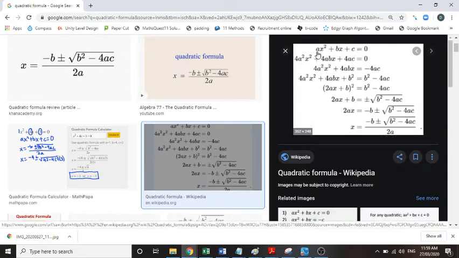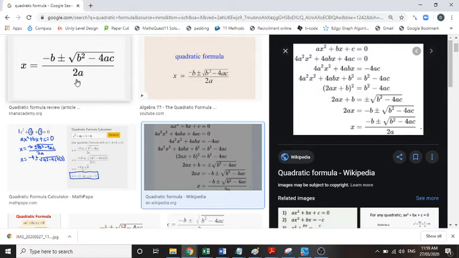The coefficient of x squared is a, which is that and that. The coefficient of x is b, which is that one and that one. And the constant is c. So that's what we have there. That's actually the coefficient of x to the power of 0, but we won't get into that. Okay, so that's what we want.